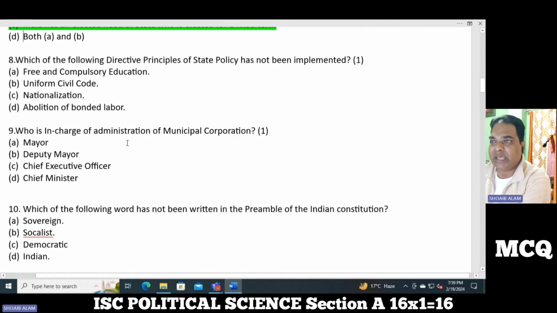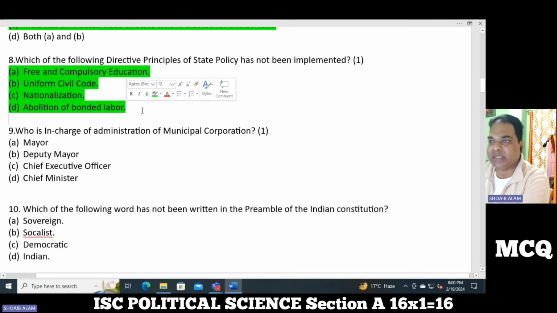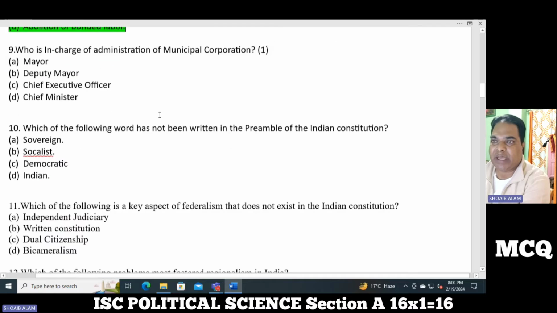Now number 8. Which one of the following directive principles of state policy has not been implemented? Here you can see, free and compulsory education. When this question was made, at that time, this question was correct because Uniform Civil Code was not implemented. But recently, Uniform Civil Code is implemented. So all of these are correct, all these are implemented. Recently, Uniform Civil Code is also implemented in Uttarakhand.